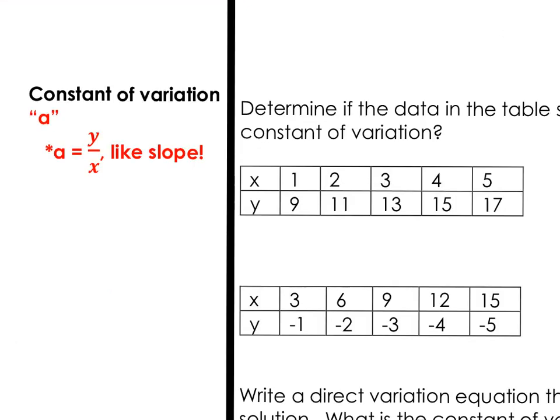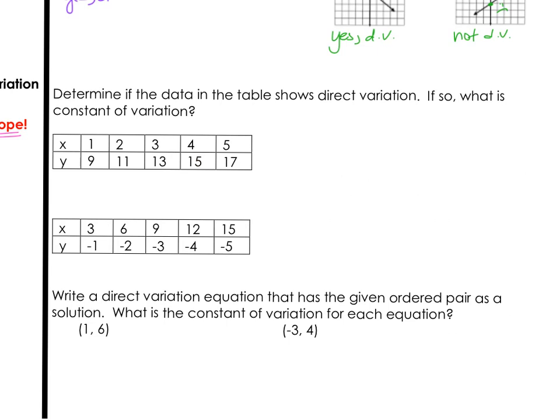The a value in the direct variation formula is called the constant of variation. To get a by itself, you'd have to move x to the other side by dividing, and then it becomes y over x, or rise over run. Therefore, the constant of variation is just like the slope of your line.